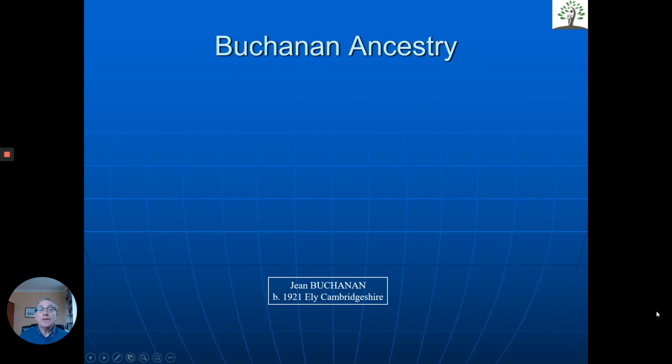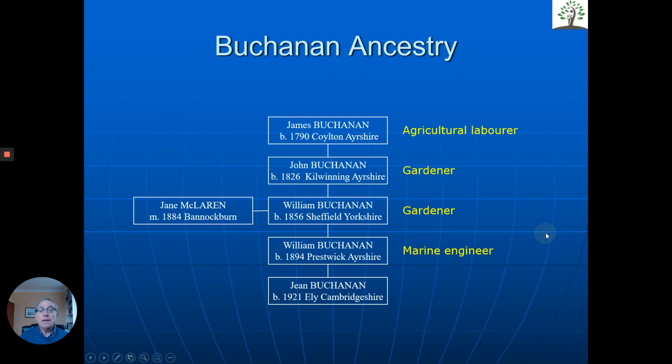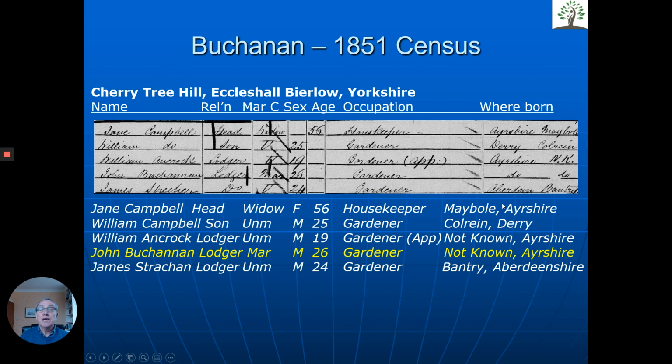One more then. I look at surnames and instinctively now think that sounds as though it's from Buchanan. Sounds a Scottish name to me, but Jean's born in Cambridgeshire. But sure enough, her father was born in Scotland. His father was born in Yorkshire, but married in Bannockburn. And in fact, the Buchanans were a Scottish family. There's a very interesting story about him going down to Yorkshire to be a gardener on a big estate. And again, there was a whole lot of story about that. So let's look at that.